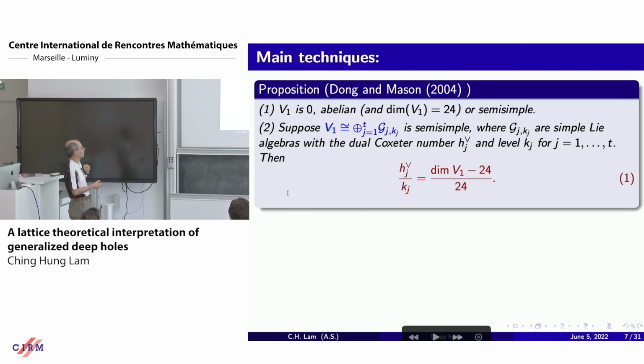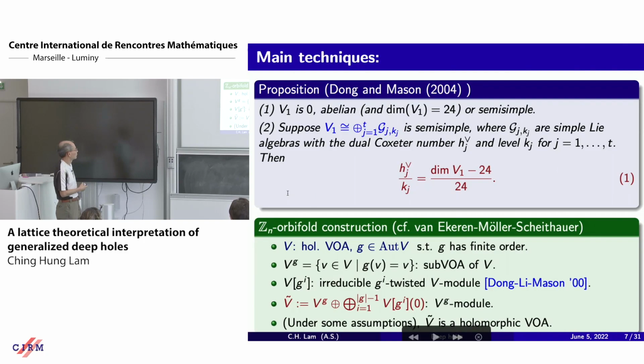So Hj check over Kj will be equal to Hi check over Ki, basically. Actually, I should mention one more thing: if it's abelian, then it must be the Leech lattice VOA. This case is typical, so hence you concentrate on the semi-simple cases. The other main technique for this theory is something called the orbifold construction.